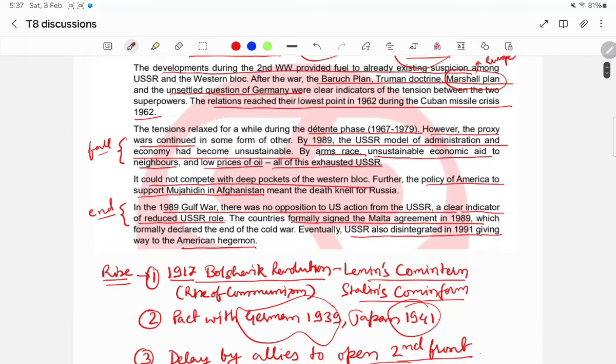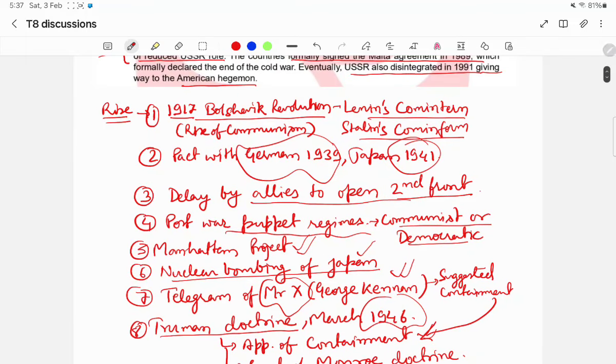So I have given the rise like the Bolshevik Revolution. Lenin wanted Comintern to spread communism in the whole world. And Stalin's Cominform, then the pact of Germans with the Russians in 1939, then with Japan in 1941, and then the Allies delaying to open the second front in the World War. And there was the post-war puppet regime issue, whether democratic or communist regimes would be formed in Eastern European countries. Then the Manhattan Project was hidden from the Russians, but later on Americans did inform the USSR about the nuclear bombs.